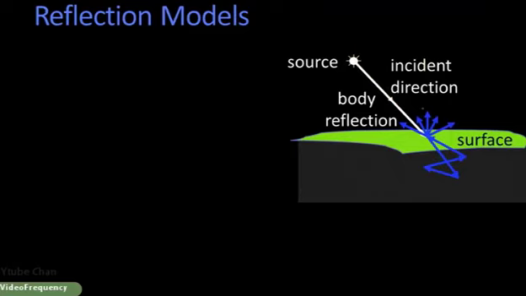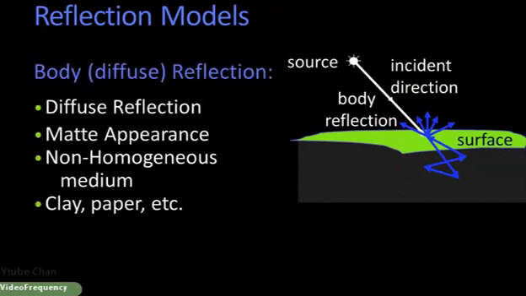And what happens is the light comes in, and it scatters around at the top part of the surface, and then it comes out in lots of different directions. Therefore, it's impacted by the stuff that's in the surface, all right? That's referred to as diffuse or body reflection, okay? It tends to have what's referred to as a matte appearance, and non-homogeneous particulate matter tends to have that kind of reflection.